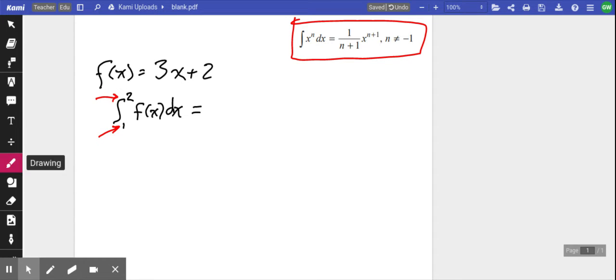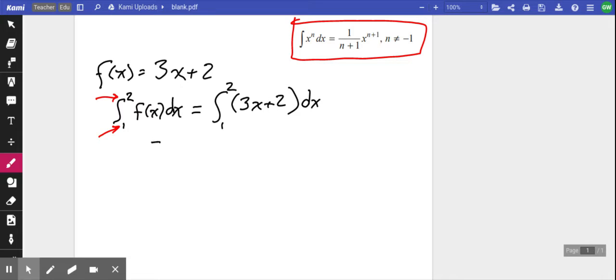That's really just like saying if the integral is the area under a curve, then the curve would be a function with x as the horizontal direction, and we're looking at the area between x equal to 1 and x equal to 2. So that's the integral from 1 to 2 of the function, which is 3x plus 2, with respect to x.